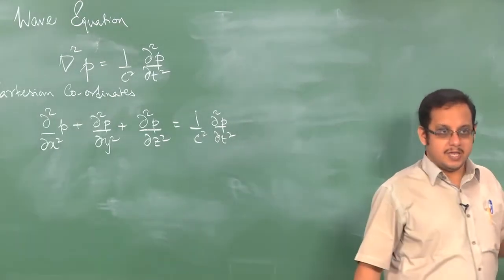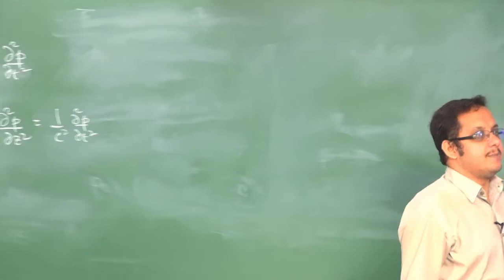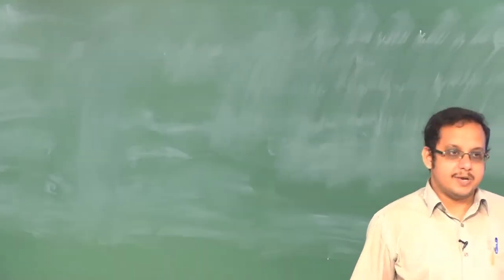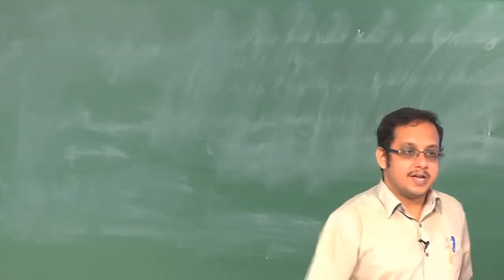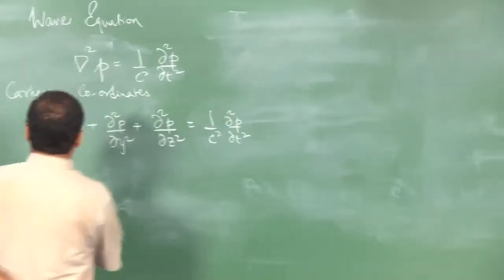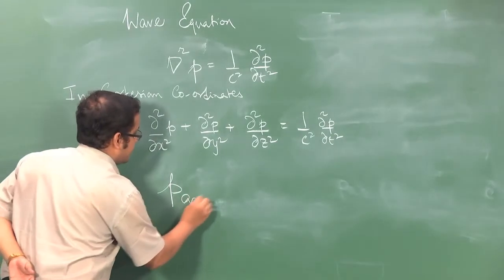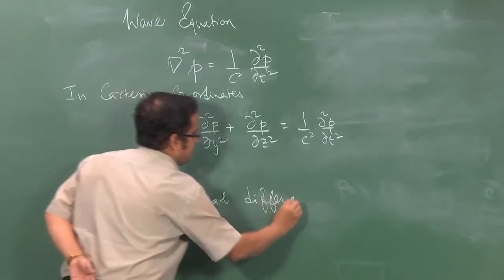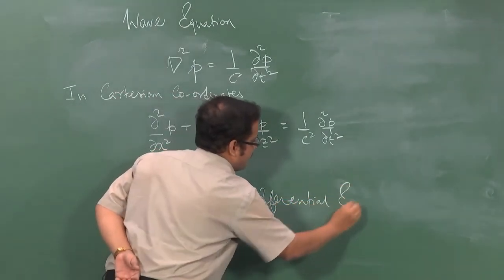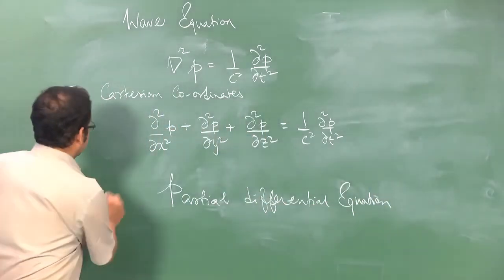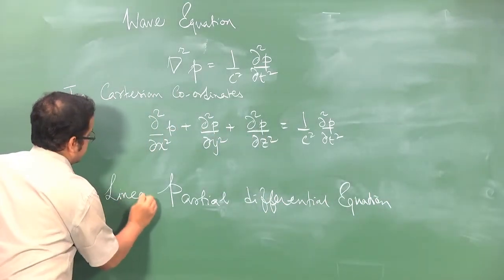There will be one space dependence if it is a one dimensional equation, there will be two space dependencies if it is a two dimensional equation, and in its present form it is having 3 spatial dependencies. So, it is a partial differential equation, that is the first observation. And it is also a linear partial differential equation.